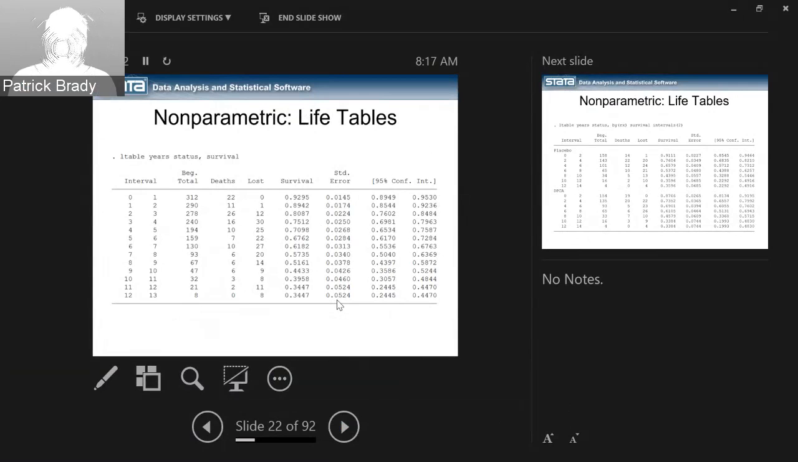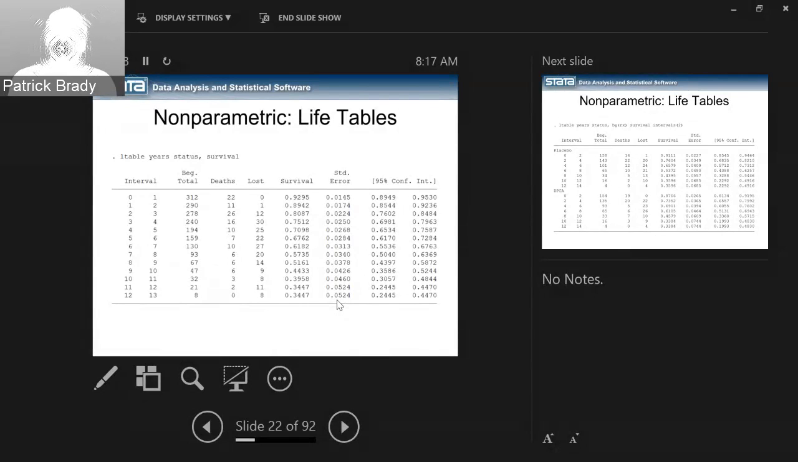So for instance, this first row here, we have the interval 0 to 1 days. Wait, this was in years. Years, I'm sorry, I keep saying days. This one's measured in years. So we have the interval 0 to 1 year. We started off with 312 people. We observed 22 deaths. We lost 0 people. Lost meaning people wander off. They sign up for your study and they move away or they drop out or whatever. So we didn't lose anyone in the first year. So 92.95% survived, 0.9295. We can put a standard error on that. We can put a confidence interval on it.